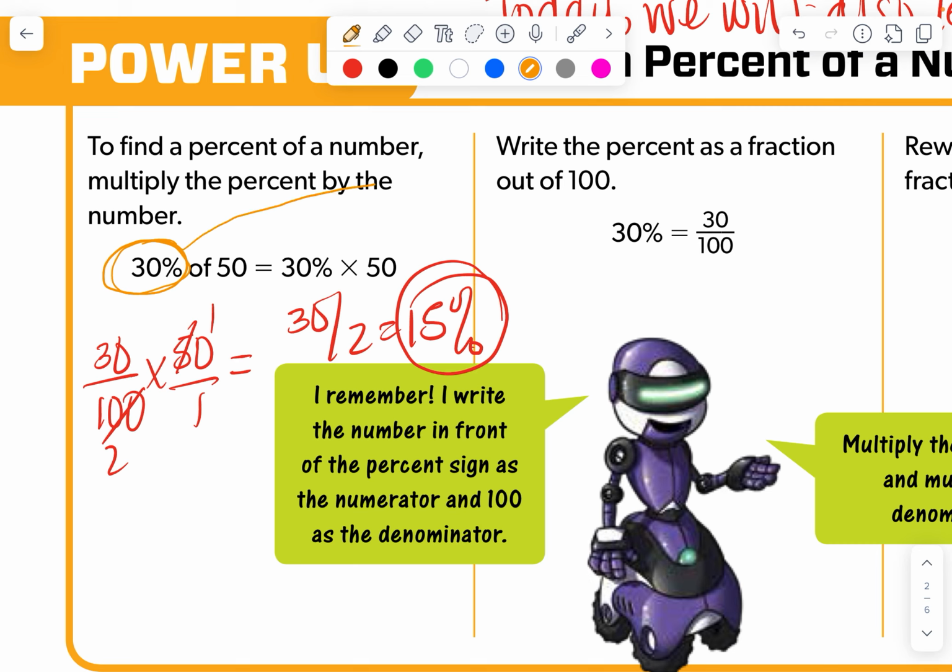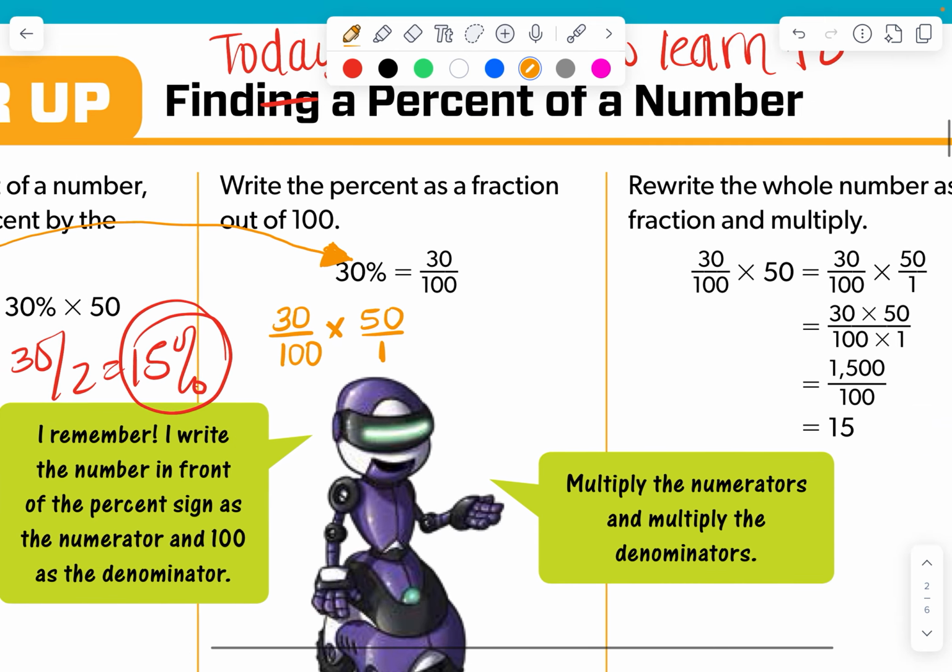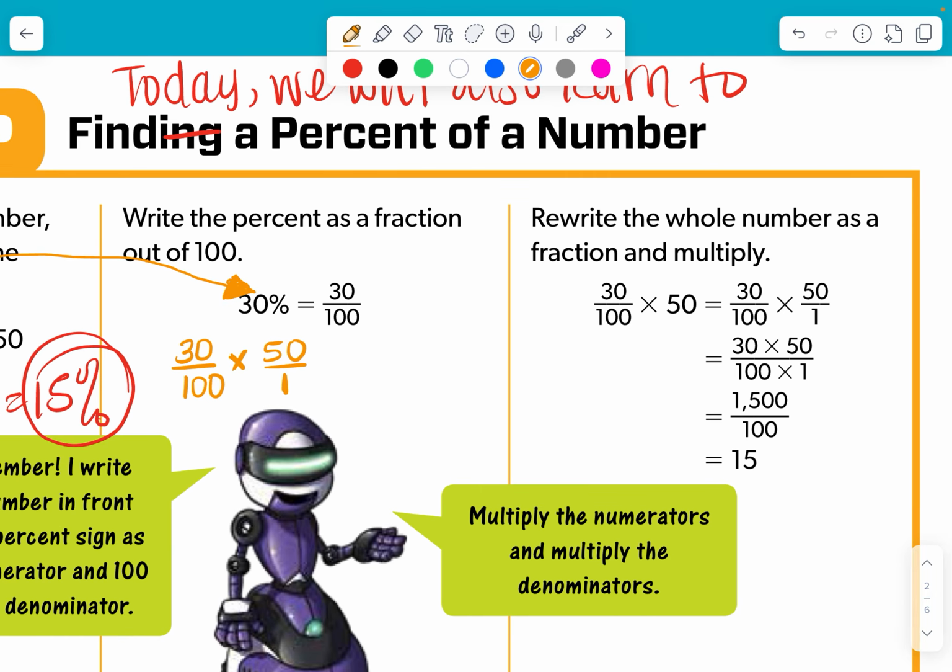So it's telling you the first thing that you want to do is to change the percent sign, convert that into a fraction. So now you are left with, instead of 30% with the percent sign, a new equation that looks like 30 out of 100 times 50, which we know this is 50 over 1, right? Whole number, multiplying fractions by whole numbers. Instead of writing 50, we're going to write 50 over 1. And then the next step is to do the math.